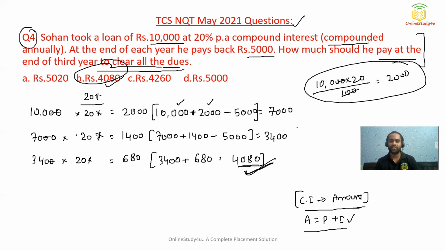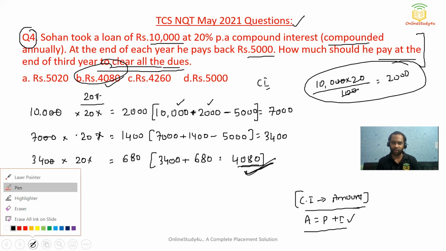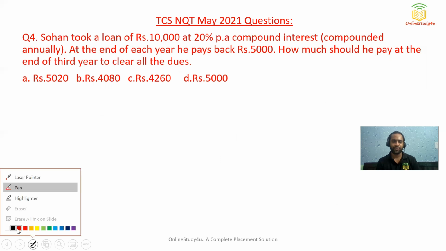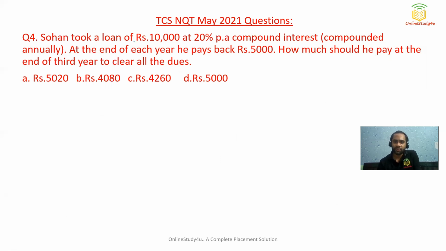Okay. So this is one compound interest problem, and again I will say this is not tough. I will tell you how. This is the process, you might have understood it now. You can see he has taken 10,000 at 20%. So the first year, 20% of 10,000 will be 2,000. So first year 12,000 rupees. Out of that 5,000 rupees he is giving. So 7,000 rupees is still outstanding.